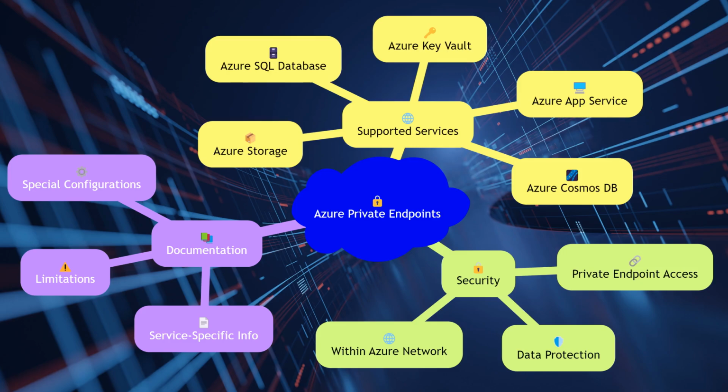Azure Private Endpoints support a wide range of Azure PaaS services, including Azure Storage, Azure SQL Database, Azure Cosmos DB, Azure Key Vault, and Azure App Service. Each of these services can be accessed securely through a private endpoint, ensuring that your data and applications remain protected within the Azure network. It's important to check the specific documentation for each service to understand any limitations or special configurations required when using private endpoints.